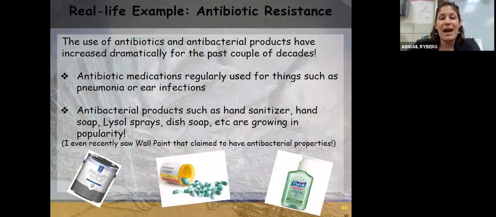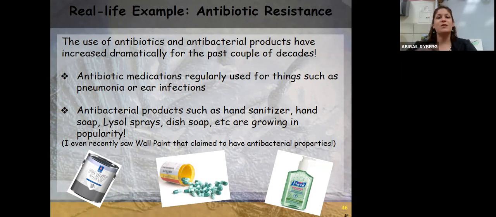We also see a major current event, a real life issue right now, which is antibiotic resistance. The use of antibiotics and other antibacterial products has increased dramatically for the past couple of decades. What I mean by that is I think it's astounding that you can go to the grocery store and it's actually hard to find hand soap that's not antibacterial. Dish soap, antibacterial. Paint. I have a picture on here because Sherwin-Williams has a paint that's actually antibacterial.